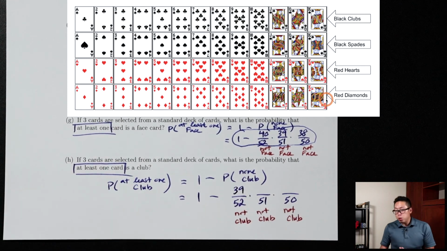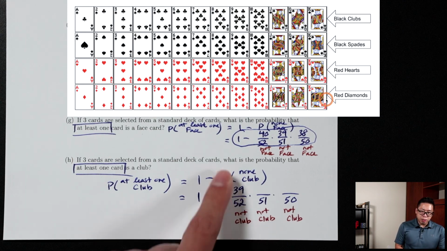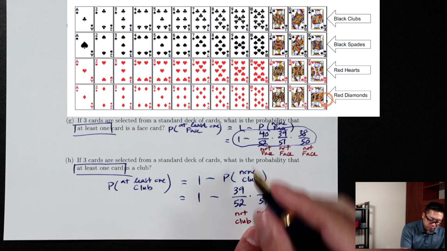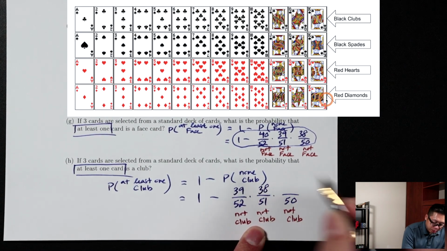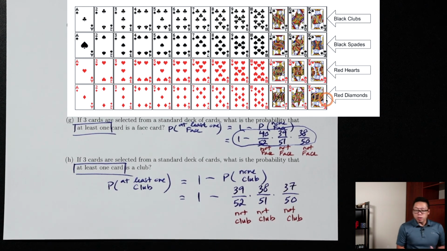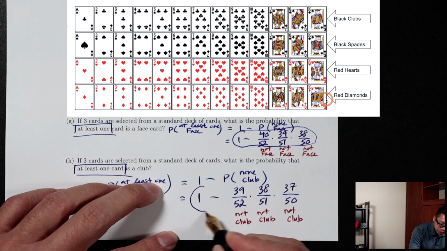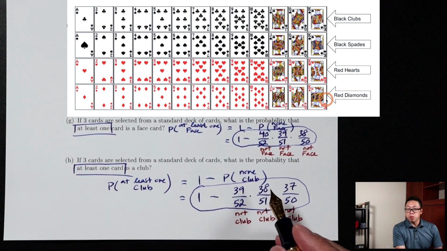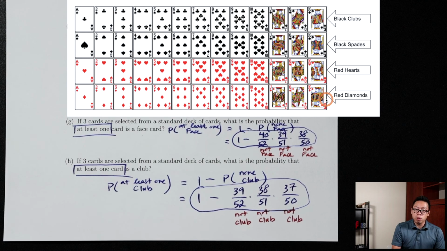Second fraction, I also want to be a not club. And because we're talking about cards, we do have to reduce. I already have a not club for the first fraction, so I have to reduce by 1 to 38, and then reduce by 1 again to 37. So final answer is going to be 1 minus 39 over 52 times 38 over 51 times 37 over 50.